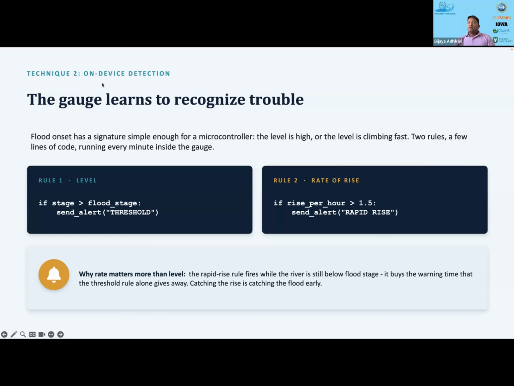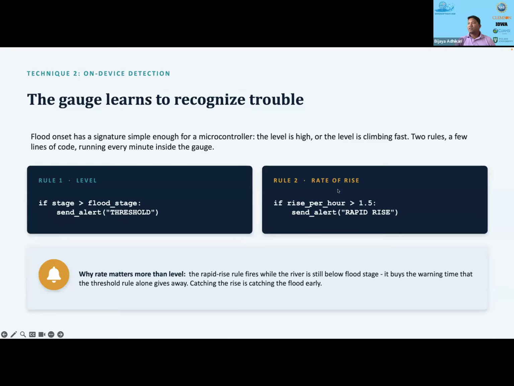So the next technique is to have some logic on the edge device. The flood onset has a signature. So maybe the state crosses the flood stage. The state here could be, I don't know, the flow of the river, the water level, whatever. So just check if this state is over some predefined flood stage. If it is, then send the alert.